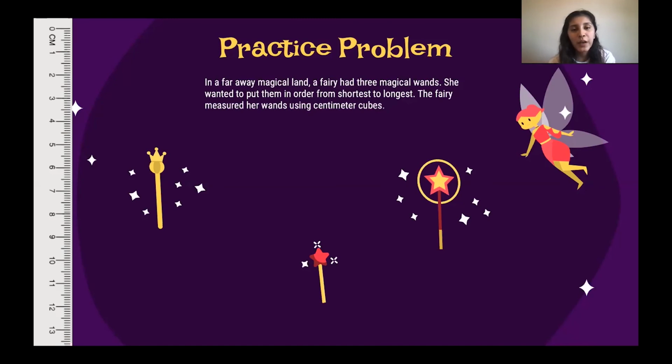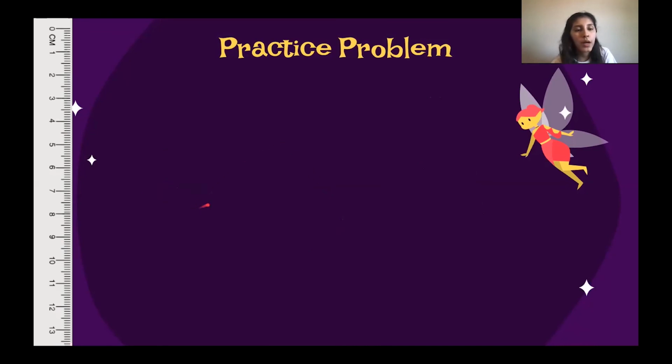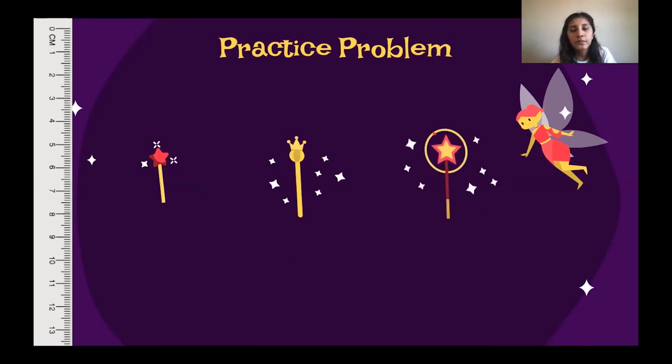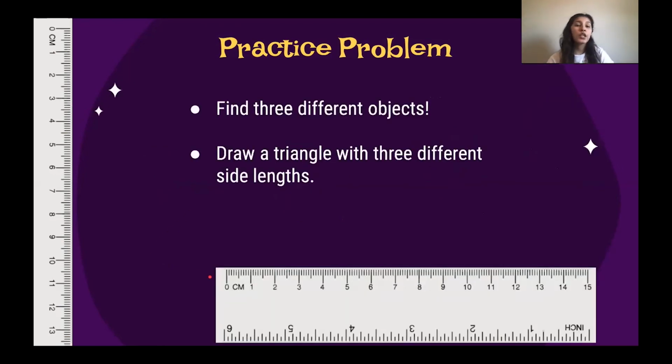All right, now that you've had enough time to do it on your own and try to put them from shortest to longest, let's go ahead and see the answer. So the shortest one was that one, the one with the red star. The one in the middle was the one with the little crown, and the one with the circle and the star was the longest. Good job.